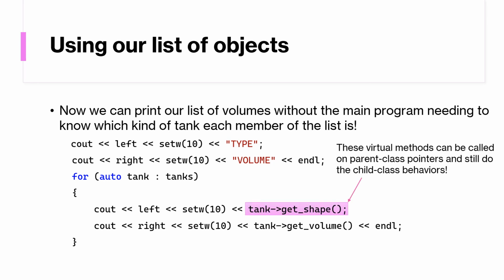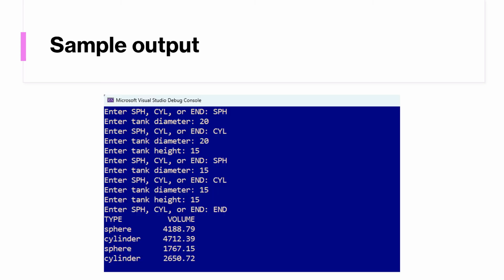Because these are virtual methods, they can be called on parent class pointers, and they will still do the child class behaviors. Okay, here's some sample output. You can see that I typed in a sphere and gave it a diameter 20.